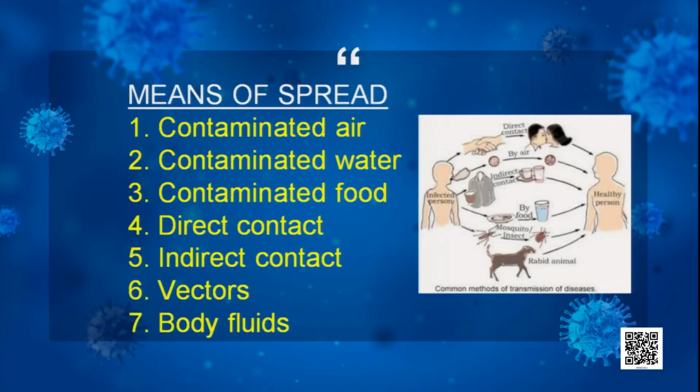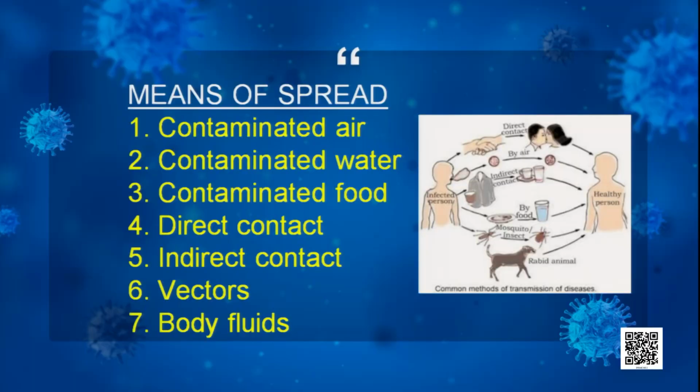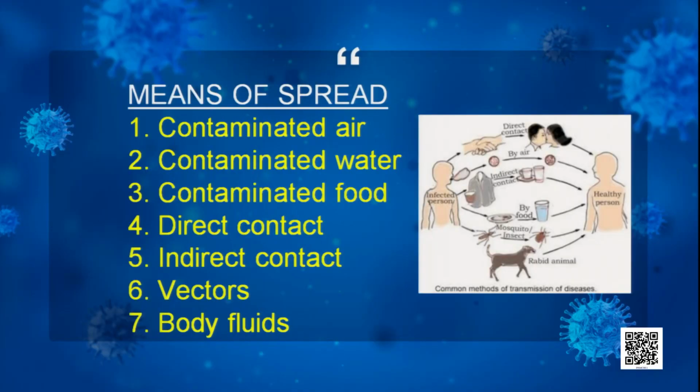We'll be continuing from the previous class with the different means of spread of diseases. So what are the different means of spread? Most of you know that if you inhale contaminated air, drink contaminated water, or take contaminated food, definitely you are going to suffer from different infectious diseases. Other means of spread are direct contact, like a handshake, and indirect contact, which means using the clothes or the utensils of an infected person.